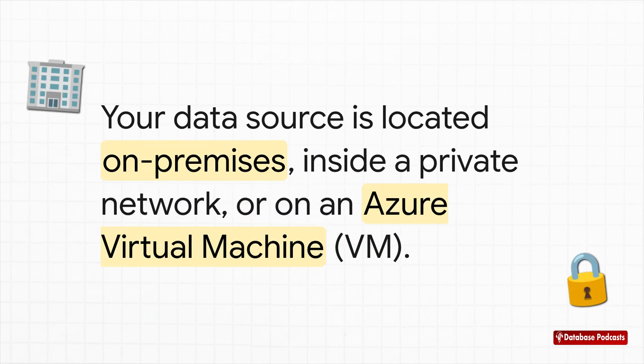Well, here's the simple rule of thumb. You use a self-hosted IR whenever your data is behind a firewall. This could be a server in your office, or maybe a virtual machine in a private Azure network. Think of it as a secure gateway. And here's the really clever part. Because it only makes outbound calls to Azure, you never have to open up risky inbound ports on your firewall. It's a secure bridge from your private world to the Azure cloud.